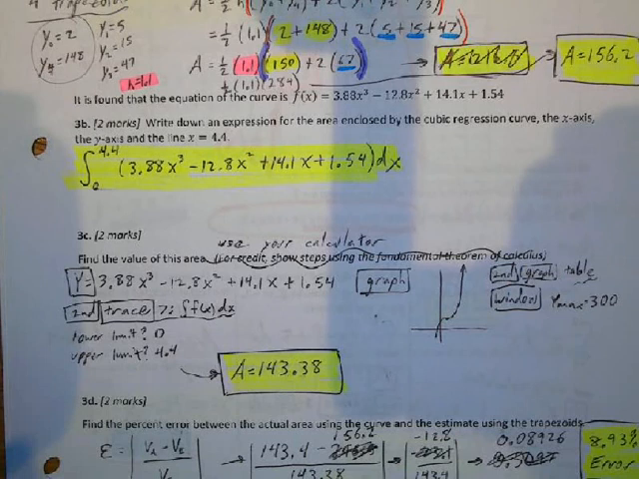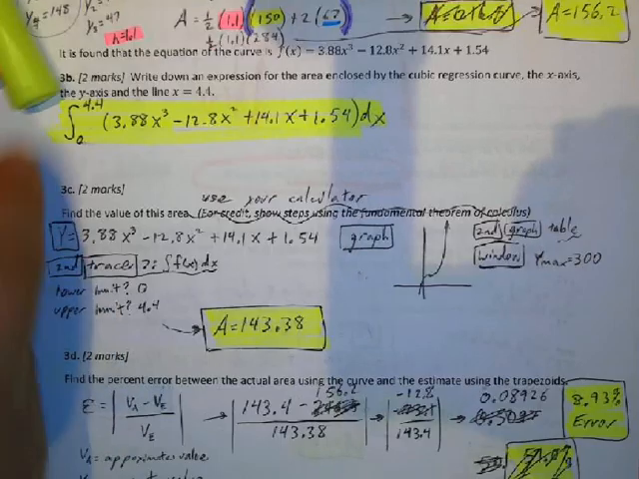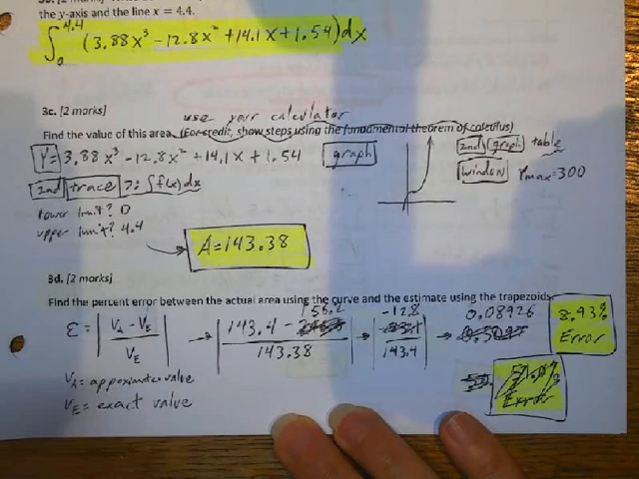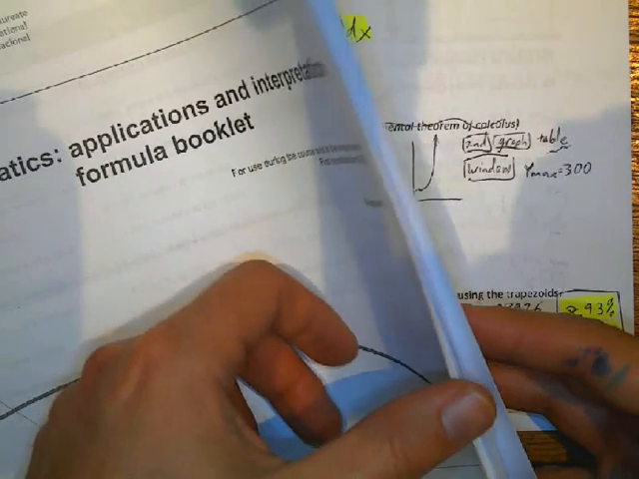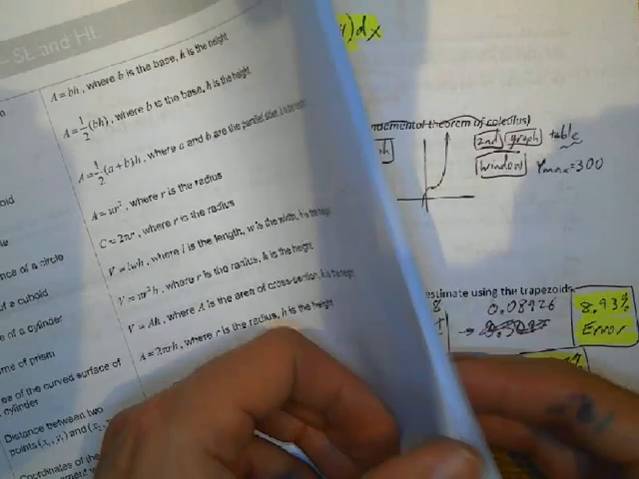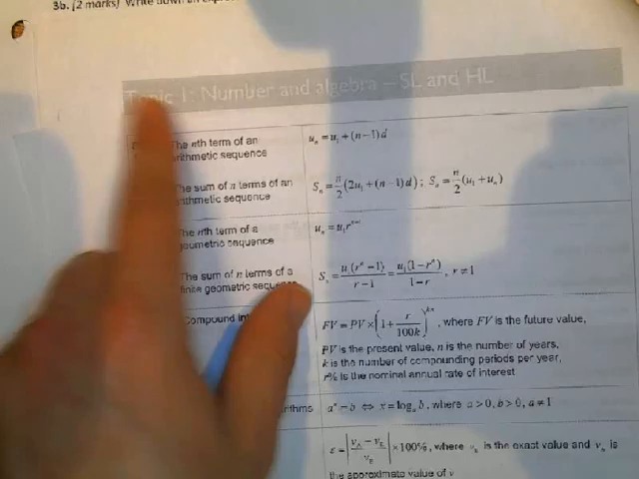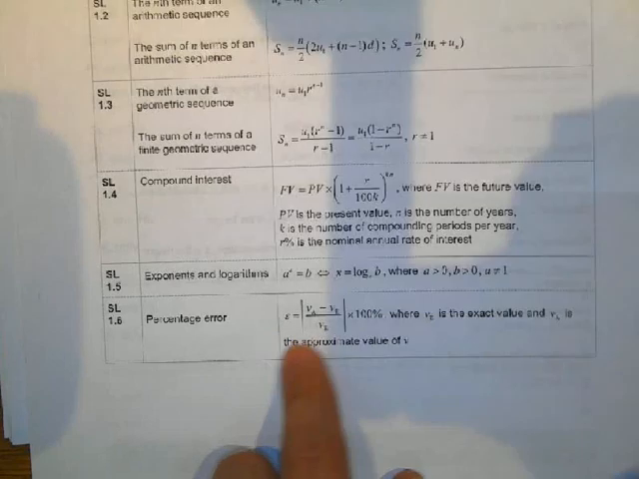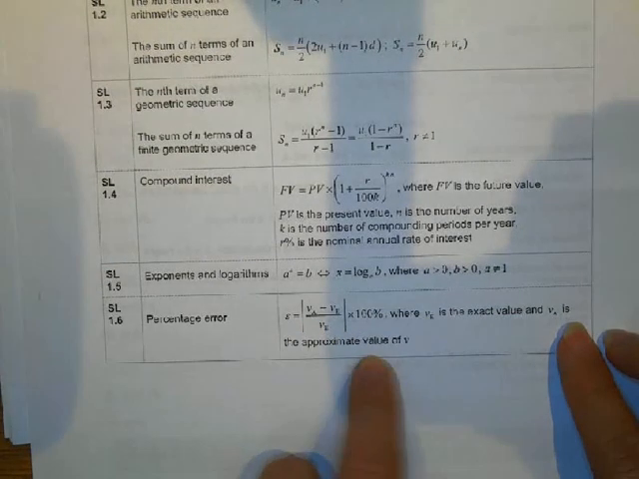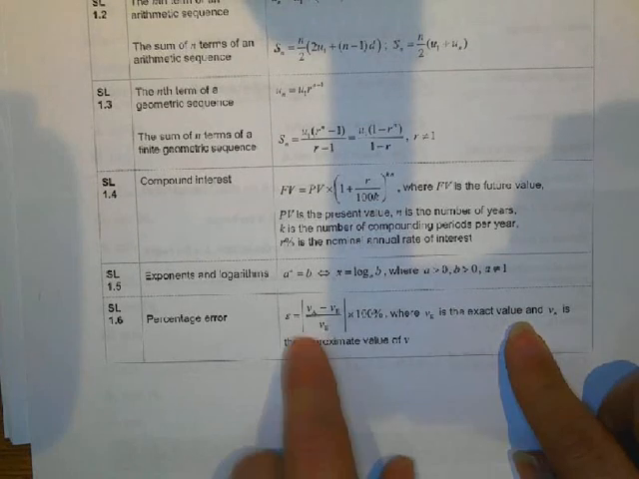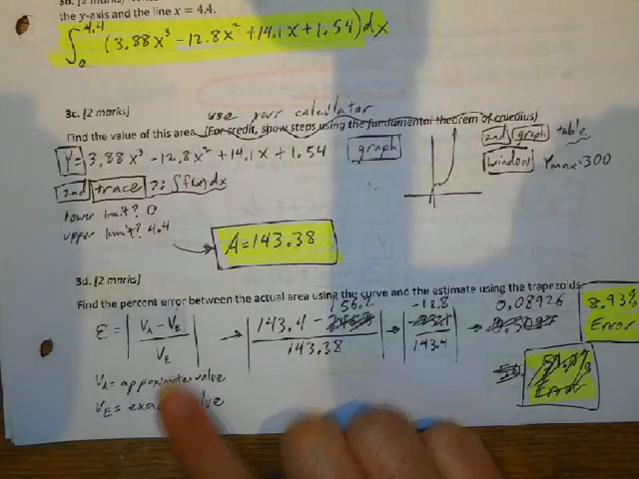Okay, so now it says find the error. This formula here is in your formula packet. Here it is, in topic 1, down here. VA is the approximate value, VE is the exact value, and so you're going to be using this formula. Here I've rewritten it just to make it simple for you.